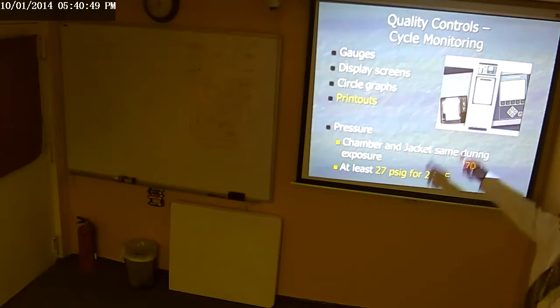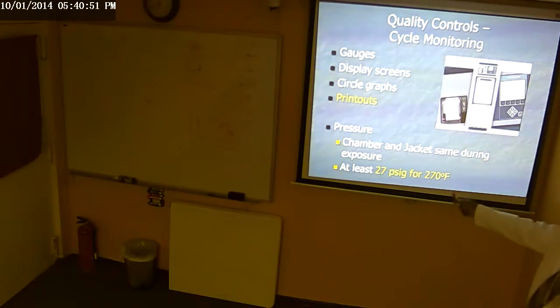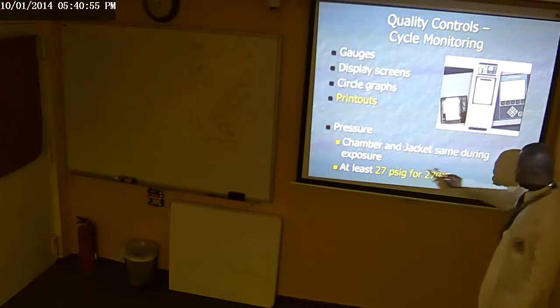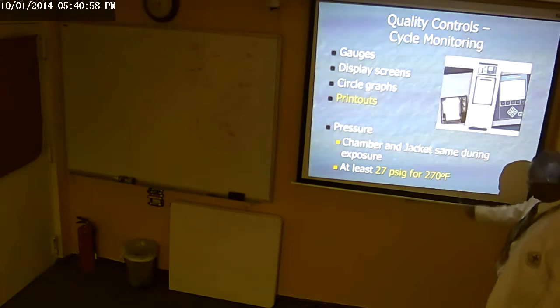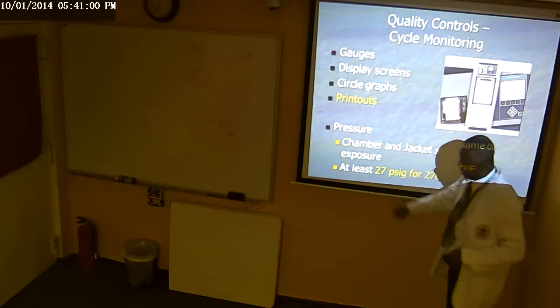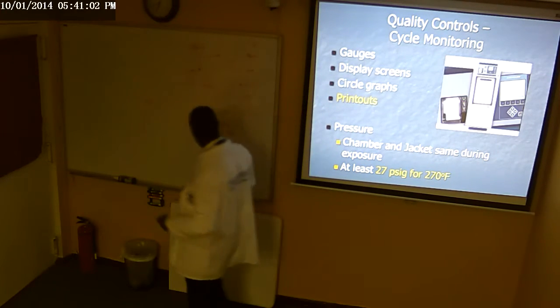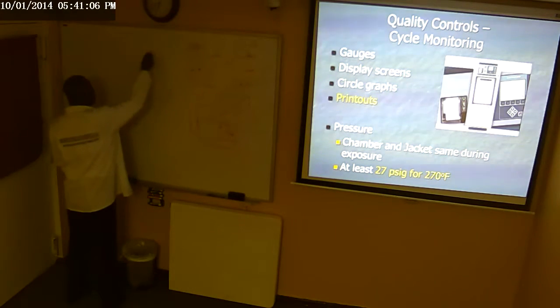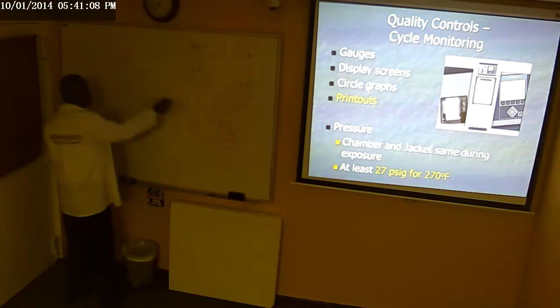Pressure, chamber, you see, the chamber and jacket what? Same during exposure. That's what I say. You see here 27 because it's a range. Between 27 to 30 pounds of steam can give you a temperature of 270.